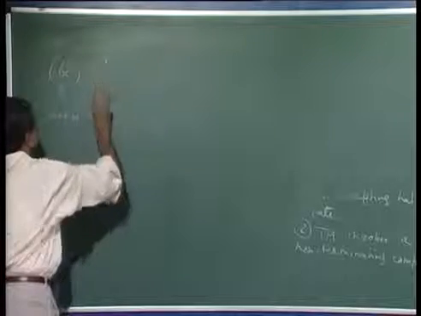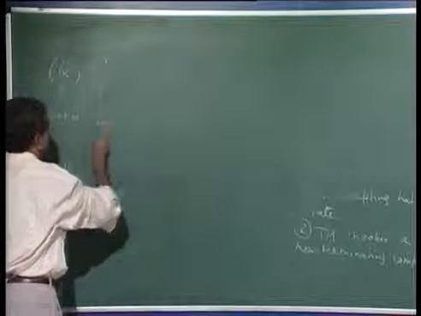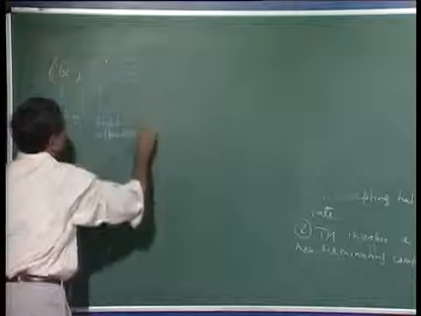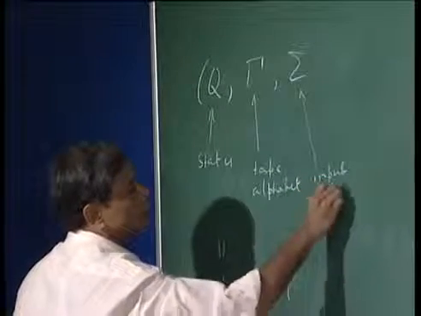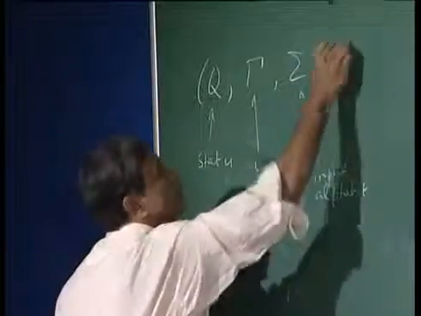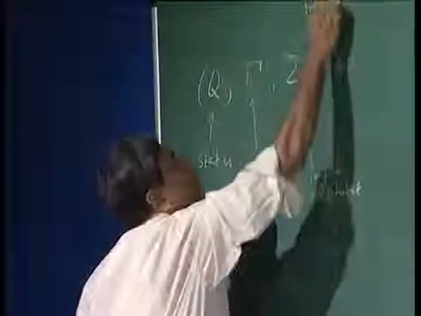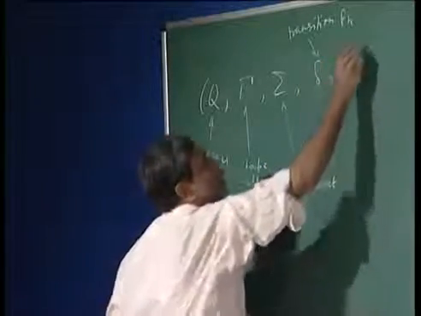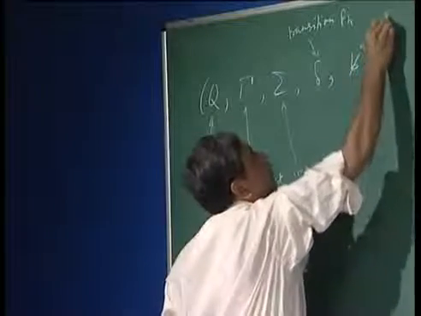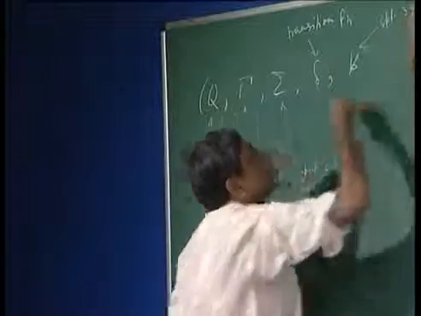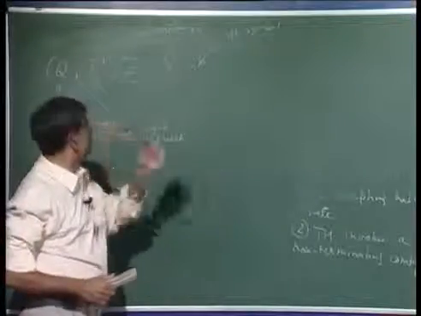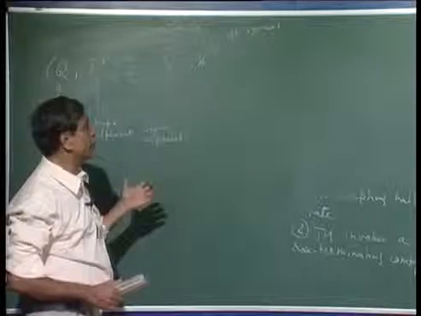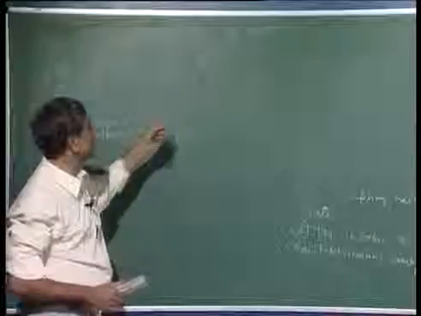and tape alphabet, input alphabet, then transition function, then a special symbol blank, this is the symbol which is initially there in most of the tape cells except those cells which are occupied by the input.